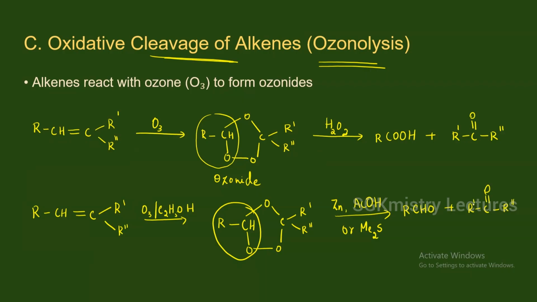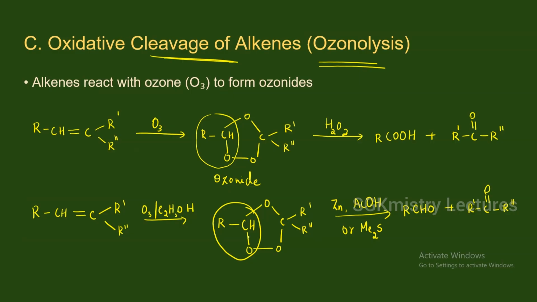So you can see here very clearly, since here hydrogen peroxide is used, the aldehyde is not formed. Instead of aldehyde, the carboxylic acid is produced. Whereas here you're not going to use the hydrogen peroxide. Here you're just using zinc in the presence of acetic acid. So here you're going to get the aldehyde as well as the ketone. You're going to get the carbonyl compounds as the product.